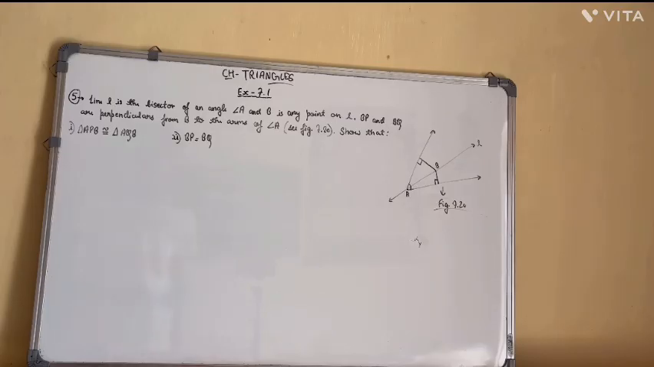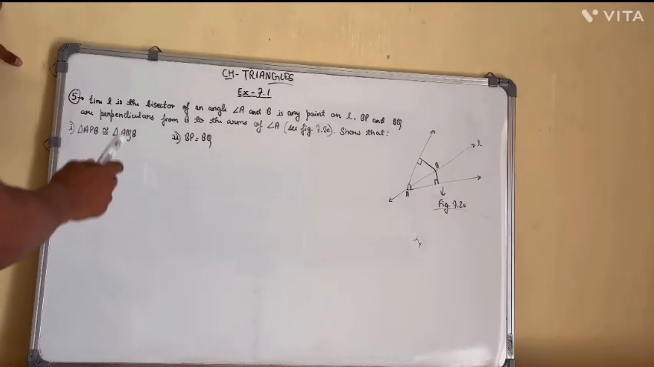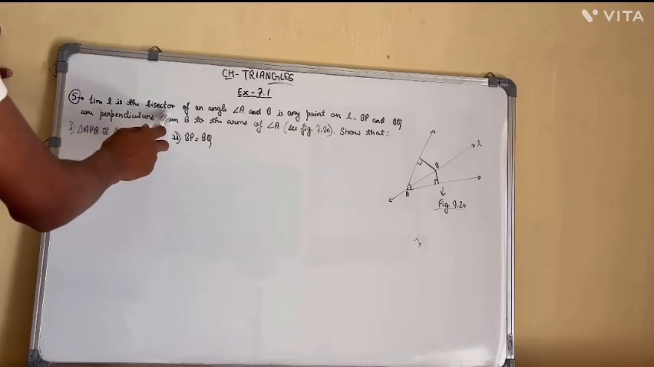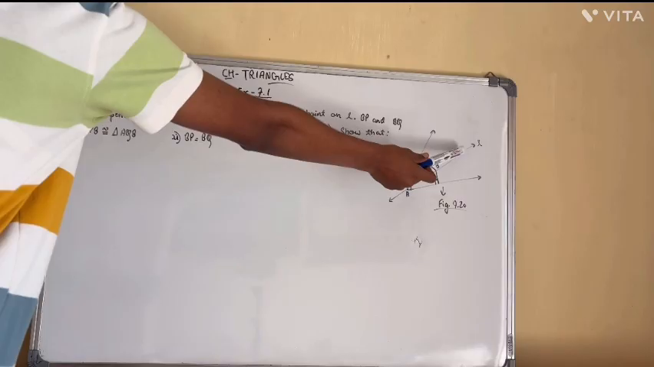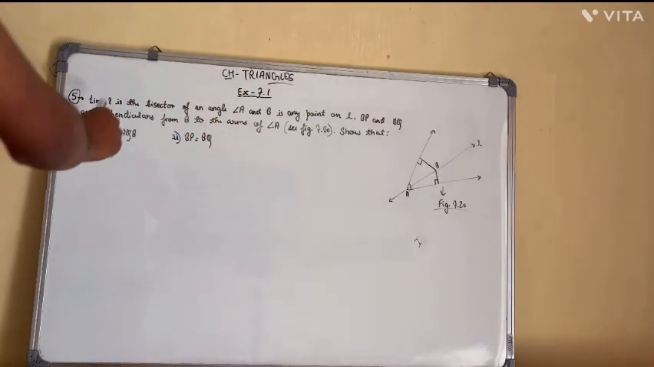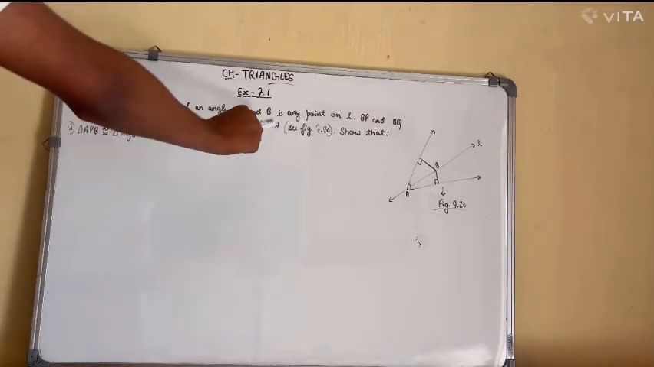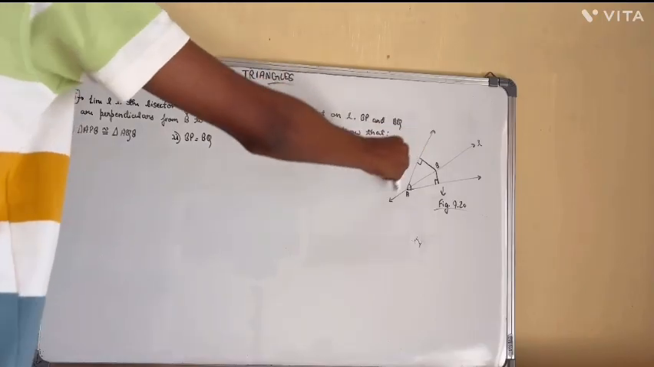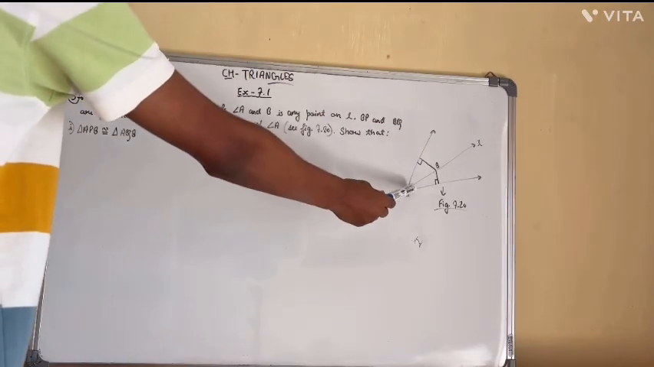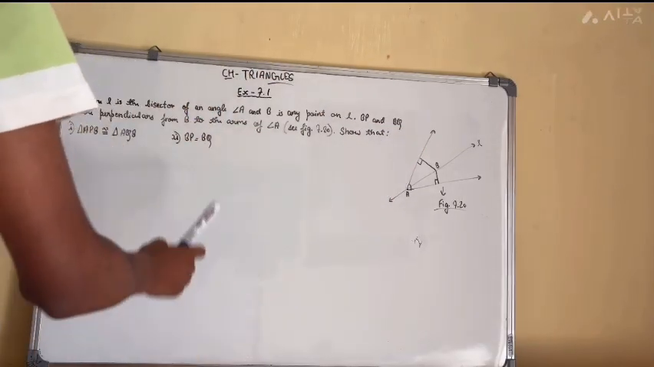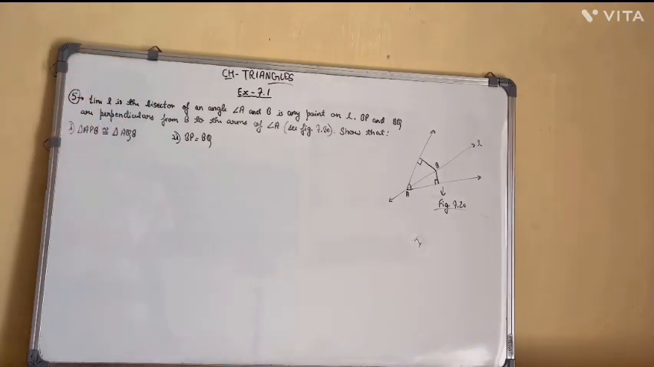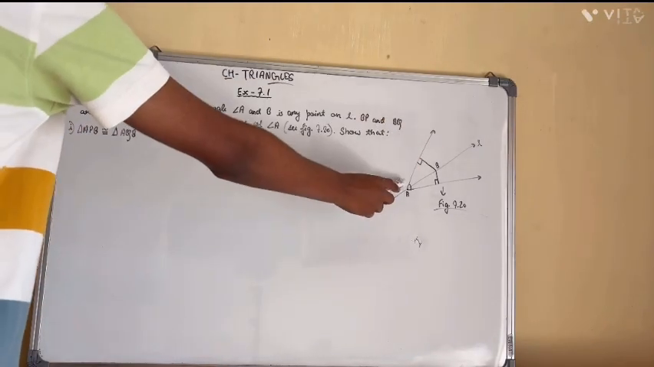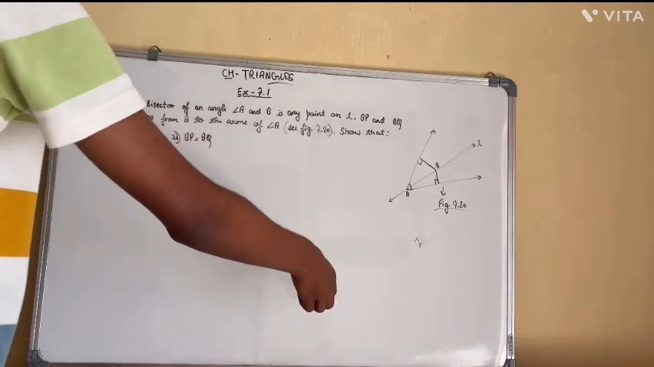So now we are moving towards our fifth question of this exercise. So the fifth question is saying line L is the bisector. Firstly, line L is given. Okay, here you can see in the figure and in your book also. It is the bisector of an angle, angle A. So line L is the bisector of angle A. This angle is A. The bisector of an angle means it divides it into two equal angles. Okay, so this line divides angle A into two equal angles.